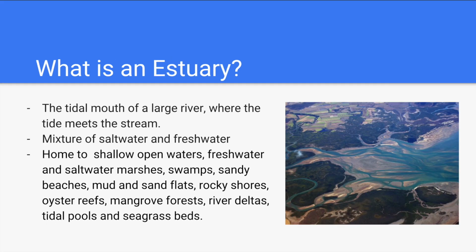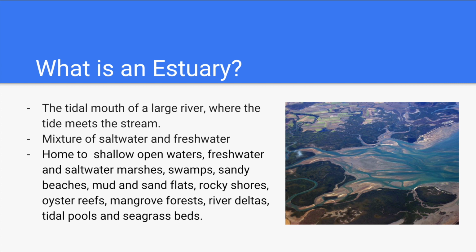What is an estuary? The estuary is the tidal mouth of a large river where the tide of the ocean meets the stream. And here at the estuaries, there's a mixture of saltwater and freshwater, which makes it difficult for different types of fish and other marine life to survive.